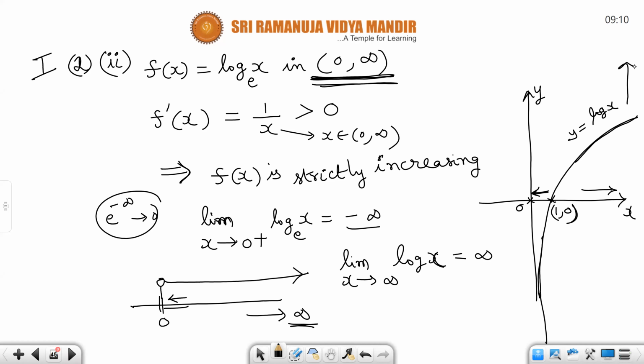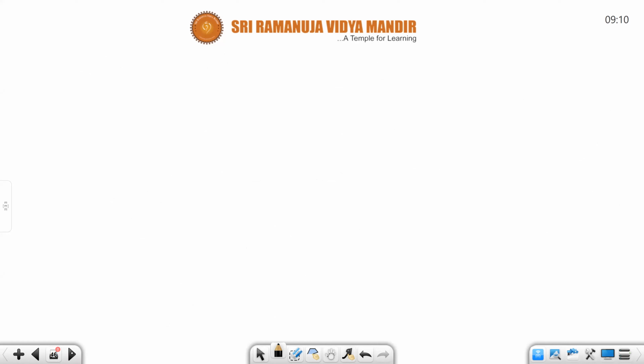Let us see the next question. Third bit: f of x is equal to x cube plus x square plus x plus 1 in R.